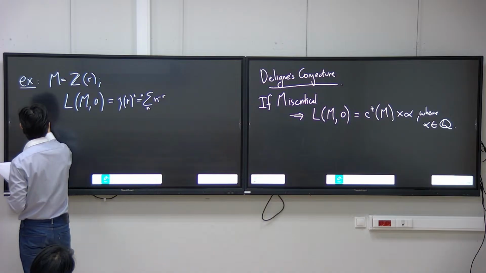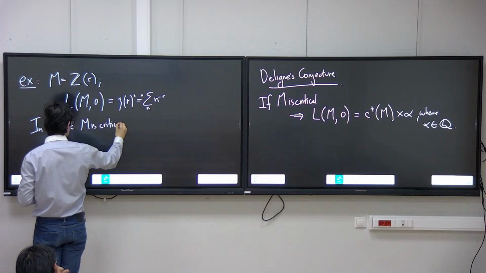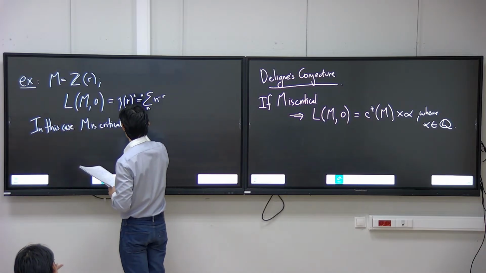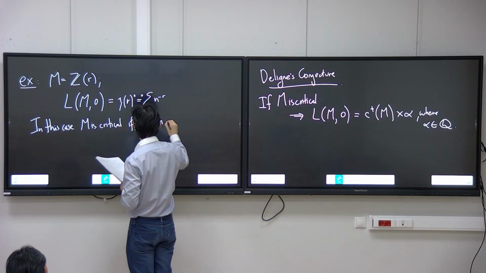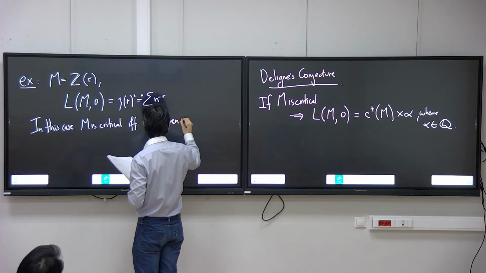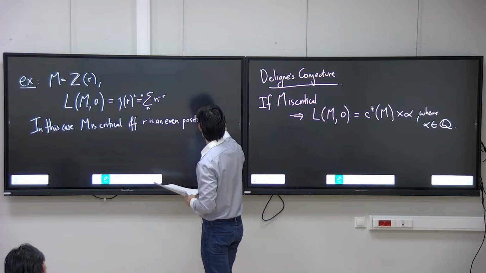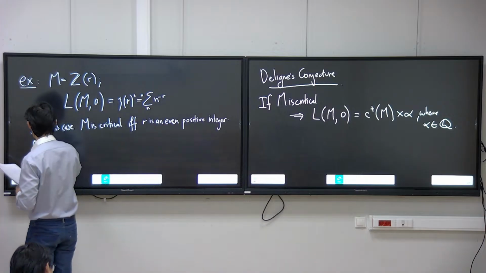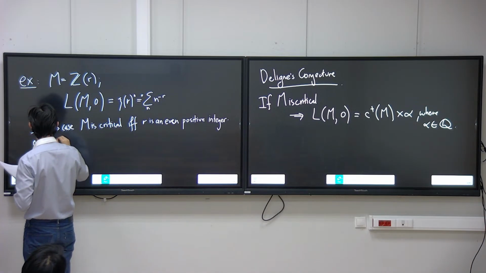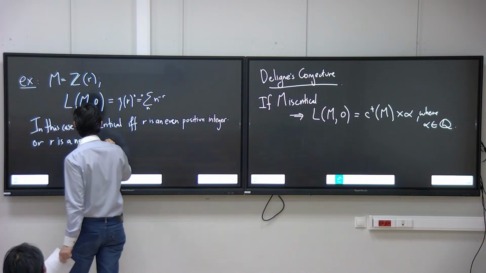In this case, M is critical if and only if R is an even positive integer, or R is a negative odd integer.